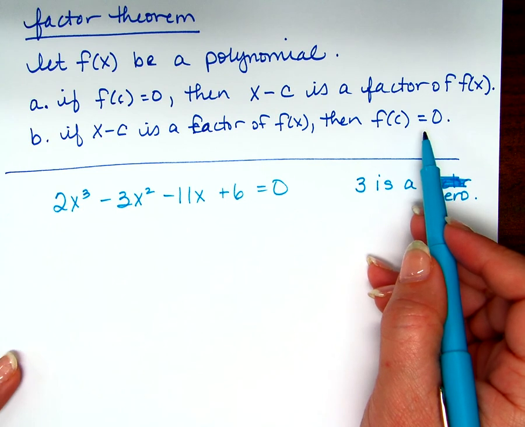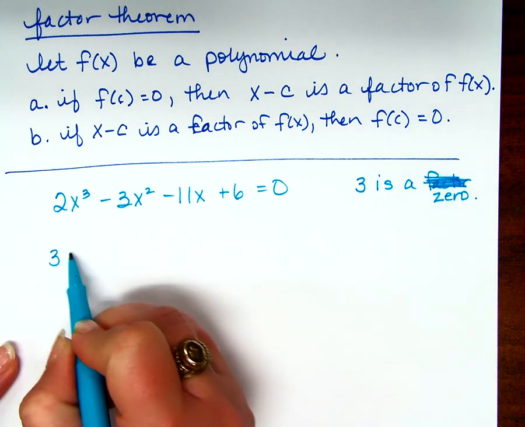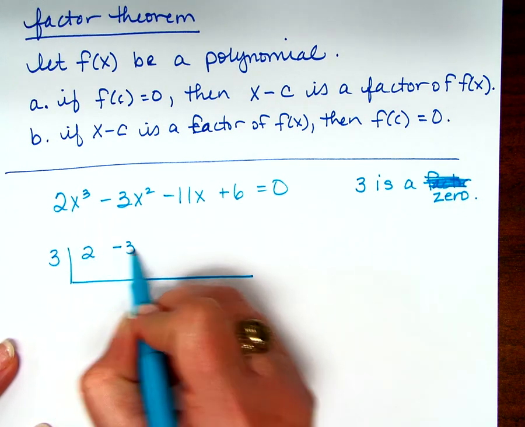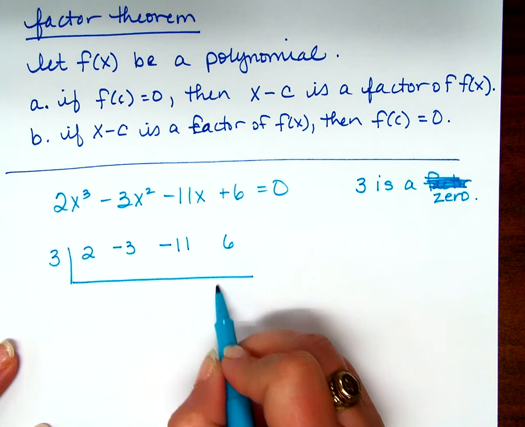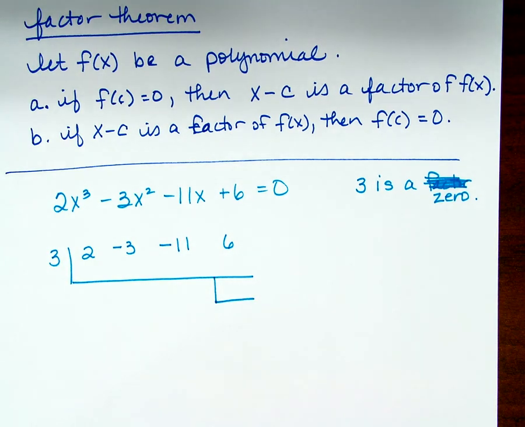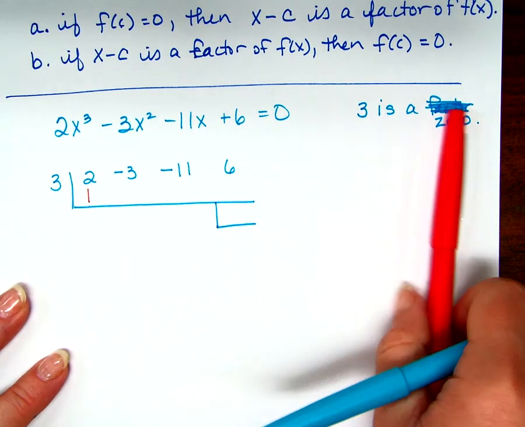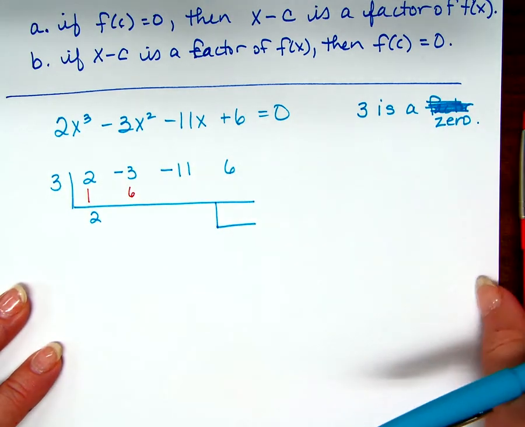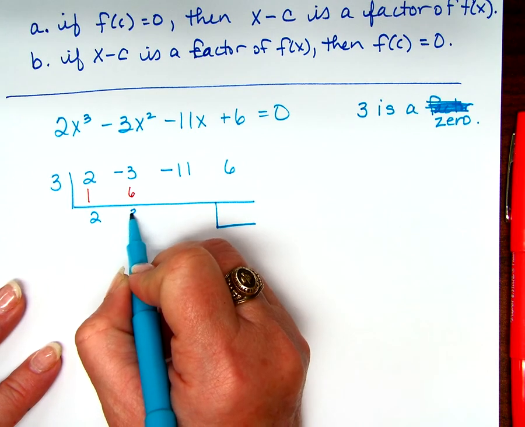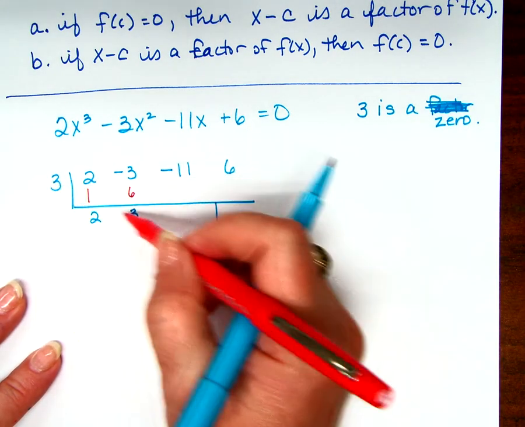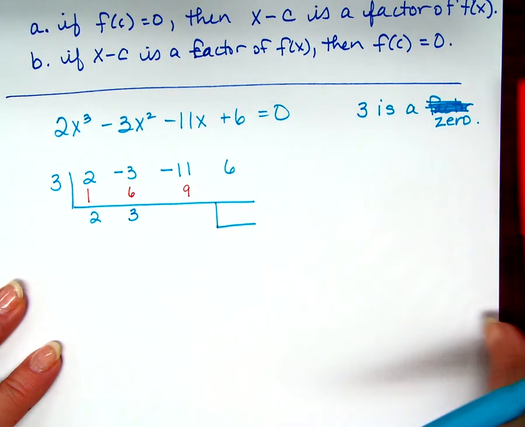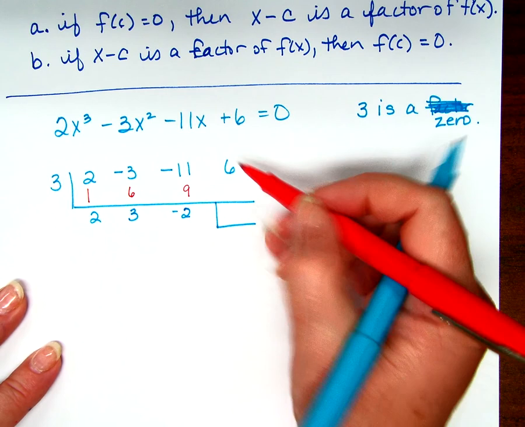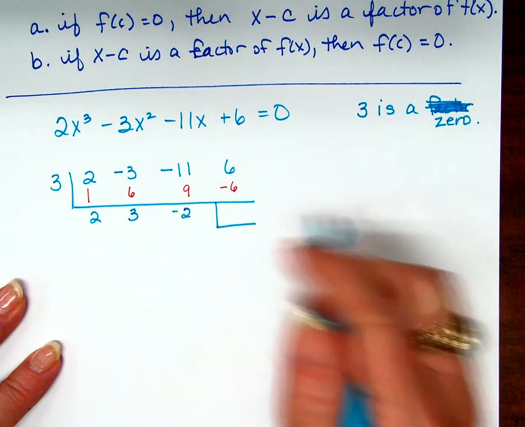I should get a remainder of 0, right? So let's go ahead and do that. 3, so 2, negative 3, negative 11, and positive 6, right? So if I do the synthetic division here, I'm going to bring down the 2. I'm going to multiply and get 6. And then I'm going to add and get 3. I'm going to multiply 3 and 3 and get 9. And I'm going to add and get negative 2. I'm going to multiply 3 and negative 2 and get negative 6, which gives me 0.